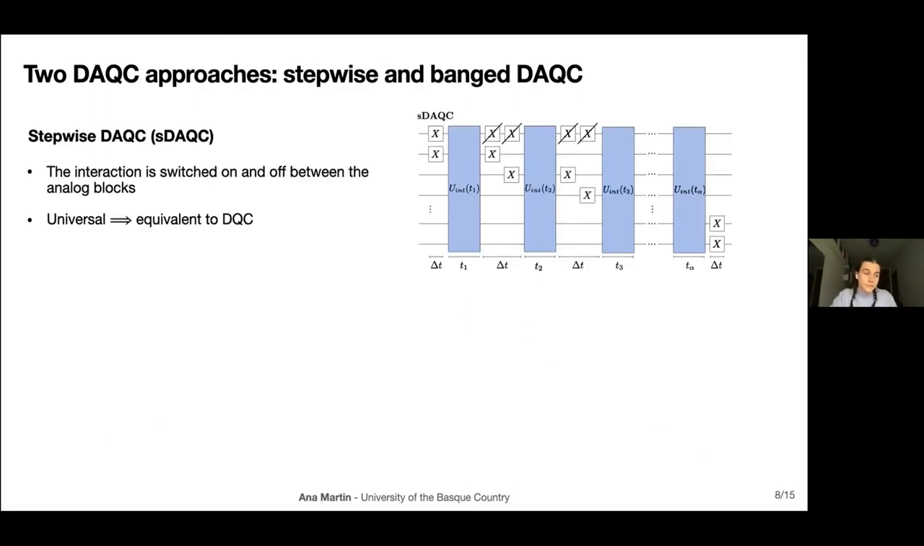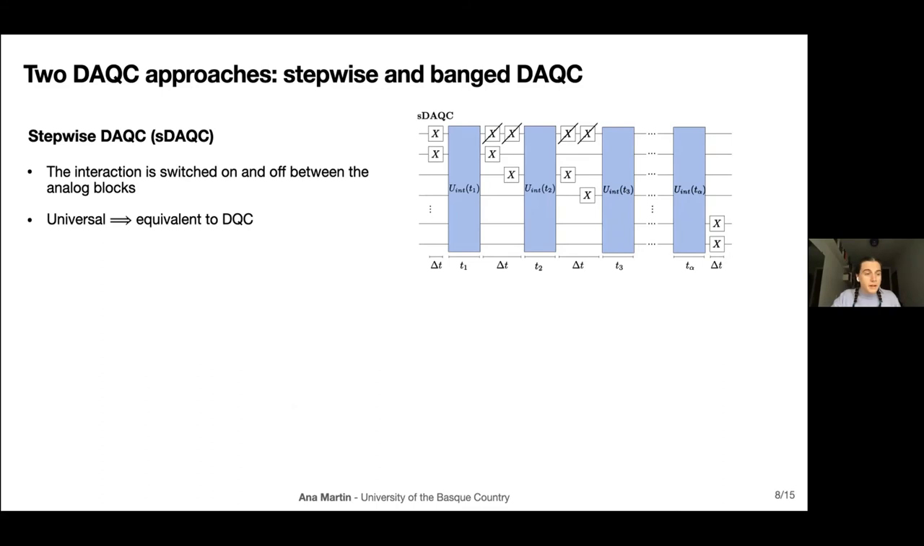So the method that I have described before is the stepwise DAQC. It is universal and therefore it is equivalent to the fully digital paradigm. The main characteristic is that the interaction among the qubits is switched on and off between each single qubit gate. So single qubit gate, then an analog block, another single qubit gate, and so on until the very end of the implementation.